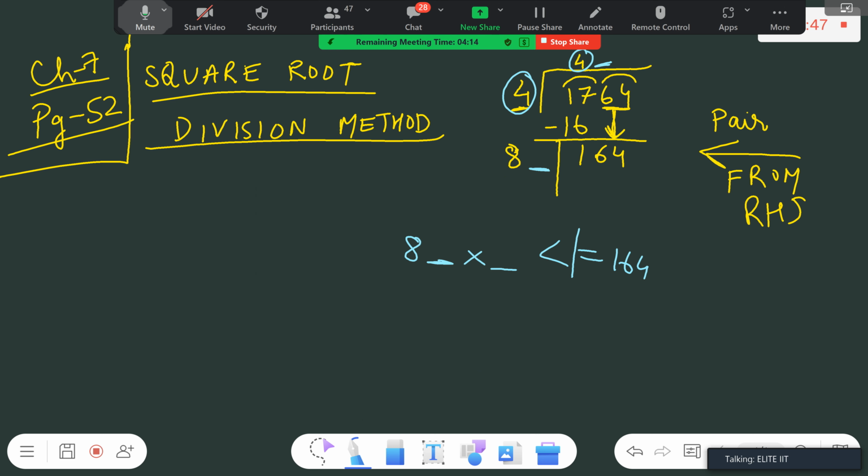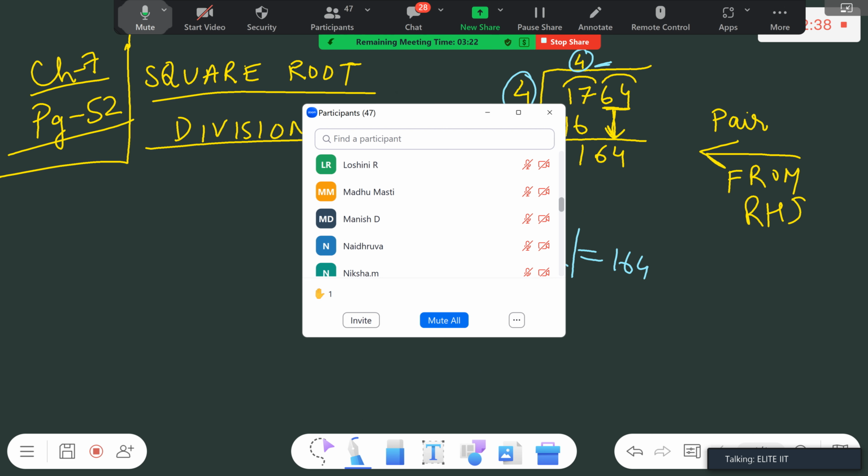Is this concept clear? First, we are taking pairs from the right hand side, and we took two pairs. The right hand side is 64, then the first pair is 17, isn't it? In this first pair we have to find a digit whose square is just less than or equal to 17. We got 4, 4 into 4, 16, just less than 17. Remainder is 1. After remainder 1, we brought down the next pair 64. So our new dividend becomes 164.